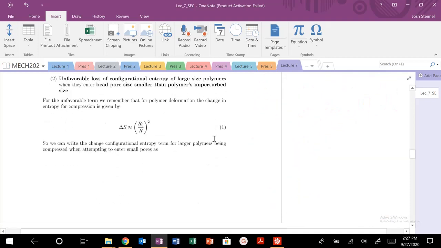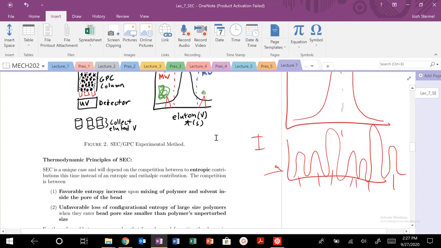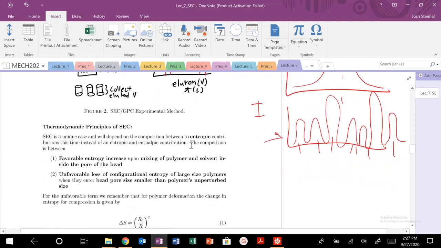So the really fun part about analyzing this from a theory perspective is the thermodynamic energy battle going on, as we have always seen in this course with size exclusion chromatography. This is a really unique case because usually we're battling between enthalpy and entropy, between this guy and this guy. This is a unique case because it's a competition between the entropic contributions. So it is not entropy and enthalpy, it's entropy versus entropy.